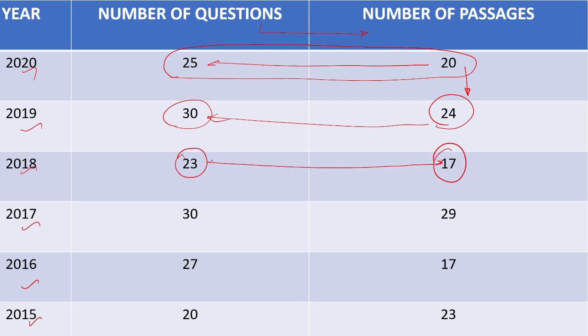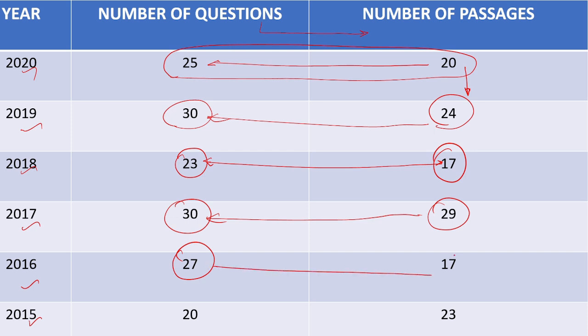See, this is the point. The same way, 30 questions. This year they have given equal numbers, and in 2016, 27 questions were asked from 17, and in 2015, 30 questions from 23 passages. And this is the split up of reading comprehension.